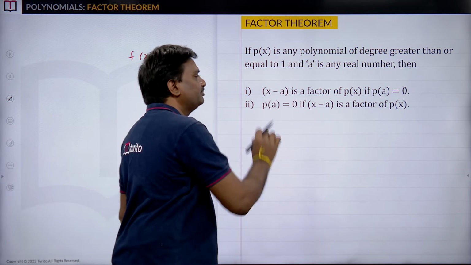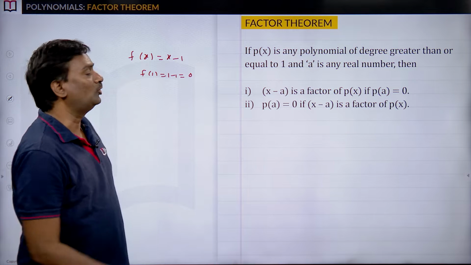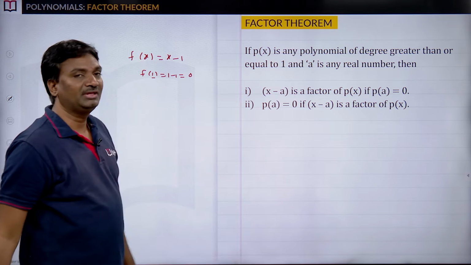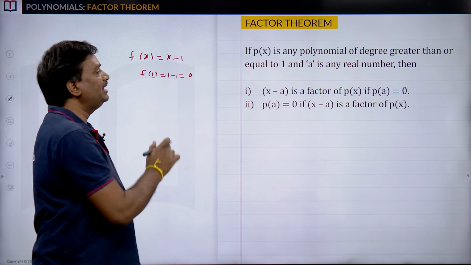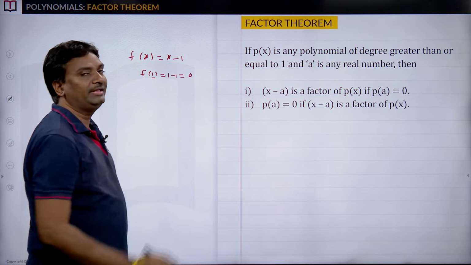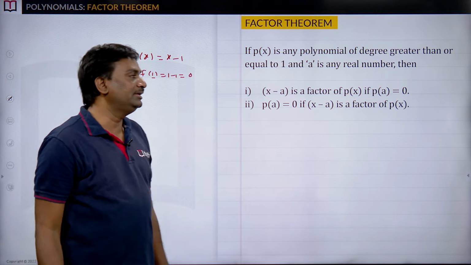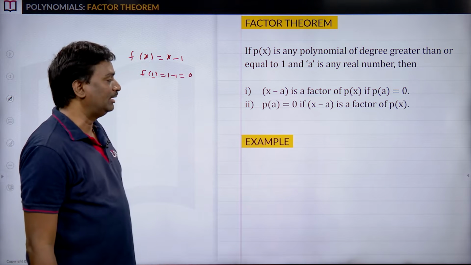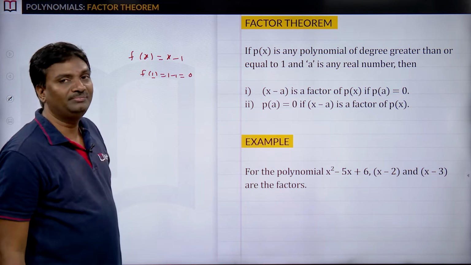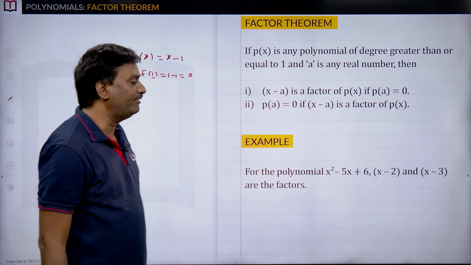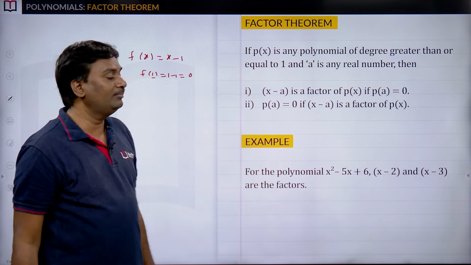Here also, x minus a is a factor of p of x if p of a equals 0, and here in place of a I am taking 1. Similarly, if p of a equals 0, here in this polynomial in place of x if you write 1, again you will get 1 minus 1 equals 0, then we can say x minus 1 is a factor of the polynomial. So, let us consider an example. For the polynomial x square minus 5x plus 6, x minus 2 and x minus 3 are the factors.